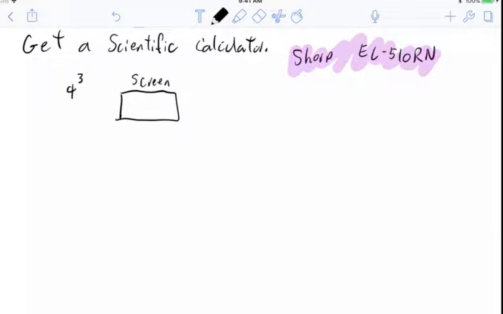So I have a button on my calculator that looks like this. Y to the X. That's the button that you use to evaluate these numbers. And the way it works here is, first you press the number, say I want to evaluate this expression here. First you press the number 4, and then the screen says 4.